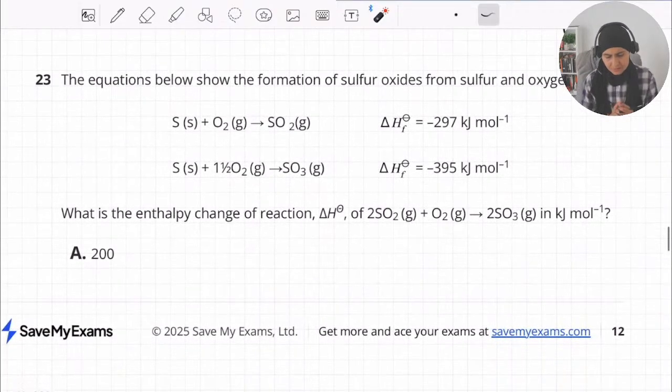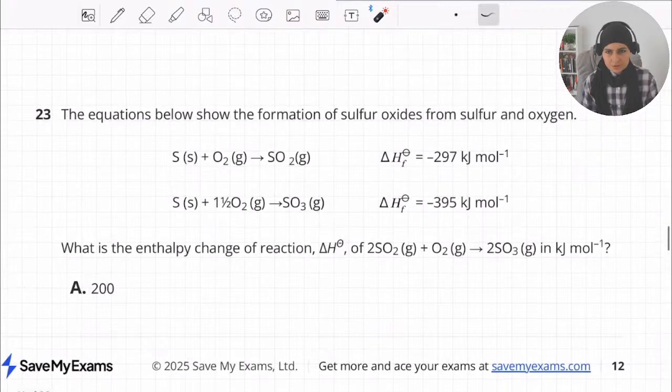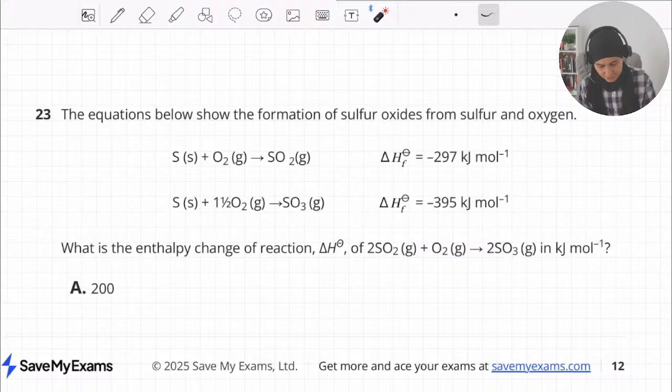The equations below show the formation of sulfur oxides from sulfur and oxygen. Okay, 2 equations. And by the way, these are enthalpy changes of formation. They wrote it as enthalpy change of formation of SO2 and SO3, but they could have just written delta H without the F. And it's good if you recognize that it is enthalpy change of formation. Why? Because you're forming 1 mole of a compound from elements in standard states.